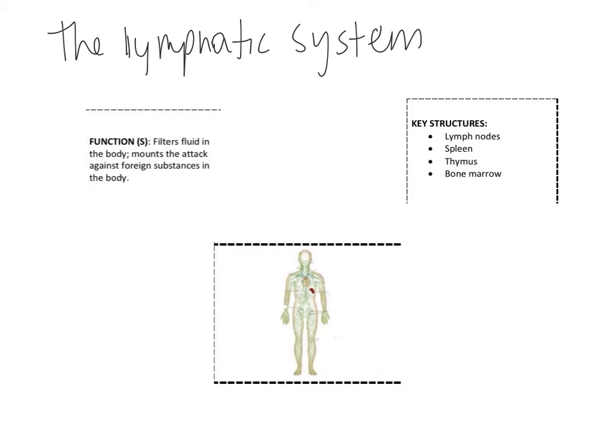Lymphatic system comes next. This is one that is less commonly known. Its function is to filter fluid in the body, mounts the attack against foreign substances. So the mounting the attack is part of your immune system. So in here, your key structures are your lymph nodes, since they're part of the lymphatic system, the spleen, the thymus, and the bone marrow. The thymus and the bone marrow is actually where we make those immune systems. So if you look at your picture, one key way to identify this versus the nervous system is there is no brain. The brain is not part of the lymphatic system. So that's the way to identify if you need to.